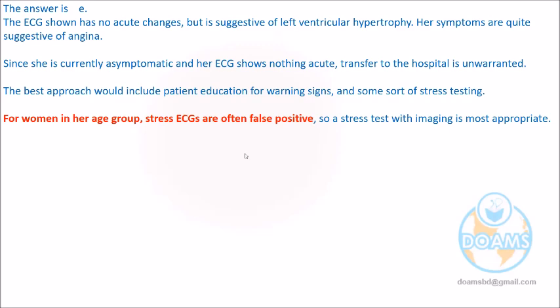But traditionally, we know that stress means ECG. We have to consider this thing. This is the difference between you and others appearing in the AKT exam. We must know that we will advise an echocardiogram, not an ECG, if we want to know by stress, especially in females of 40-50 years of age.